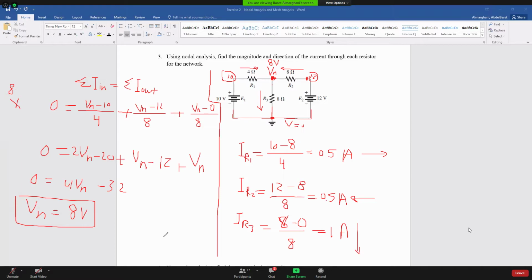This is the lab question, just different numbers. So the equation is going to be exactly the same. The values are going to be different. Is this okay? Yes.